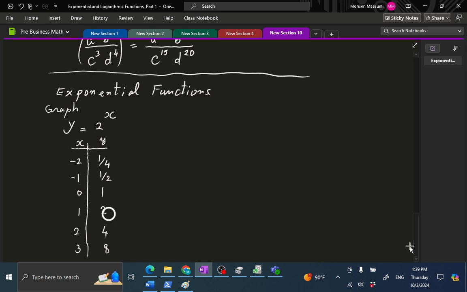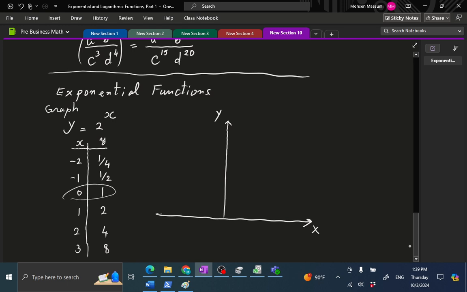So from this table, we see that as we go down, every time we are multiplying by 2. As we go back up, every time we are dividing by 2. My numbers are always positive, regardless of what x is. If I want to graph this, I prepare my xy coordinate system. So this is my x, this is my y. Let's graph this one. 2 to the power of 0, so here is 0, and say this is 1.